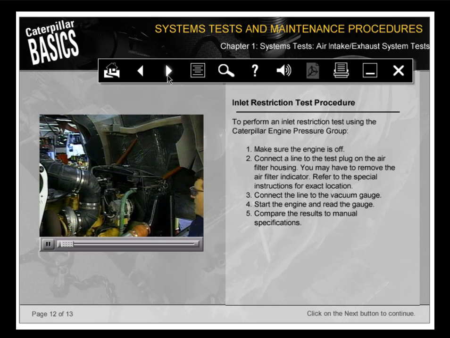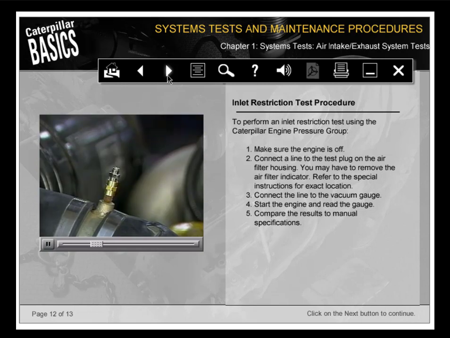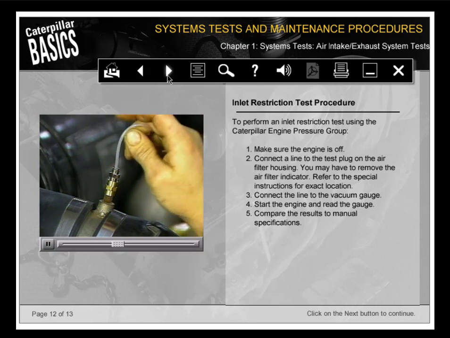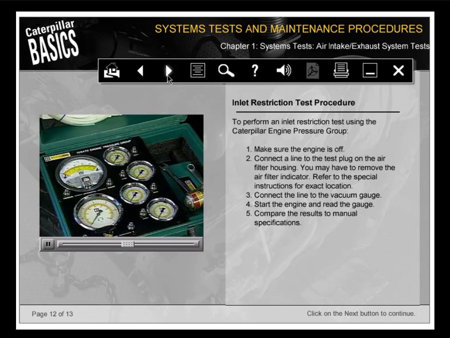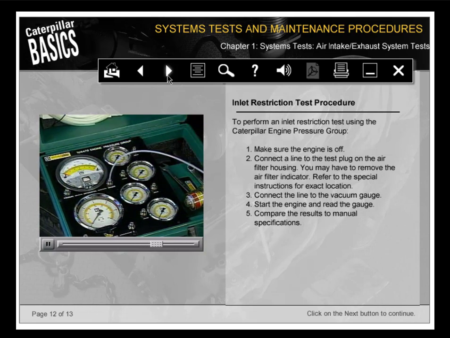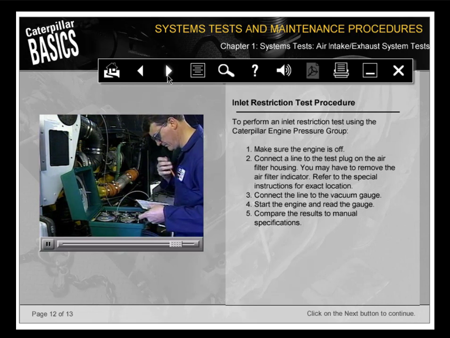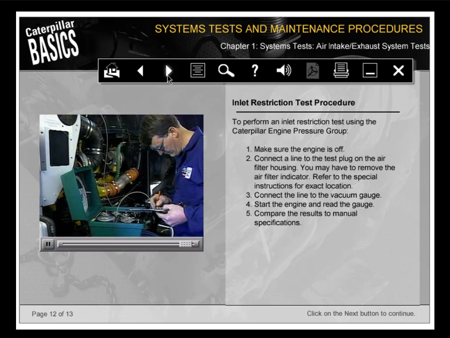To perform an inlet restriction test using the Caterpillar engine pressure group, make sure the engine is off. Connect a line to the test plug on the air filter housing. You may have to remove the air filter indicator. Refer to the special instructions for exact location. Connect the line to the vacuum gauge. Start the engine and read the gauge. Compare the results to manual specifications.